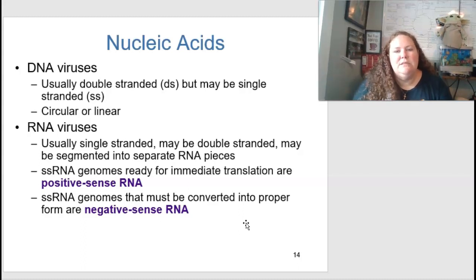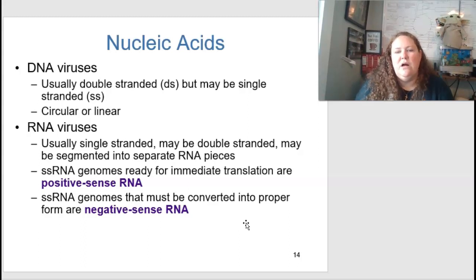For the RNA viruses, usually are single-stranded, but again, they can be double-stranded. So it's kind of flip-flop. DNA is usually double-stranded, RNA is usually single-stranded, but there are exceptions to those rules. And these may be segmented into separate RNA pieces.